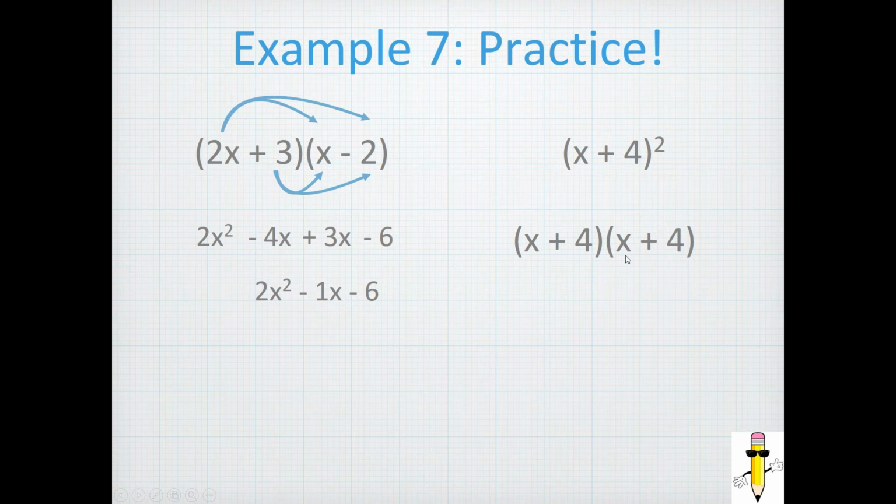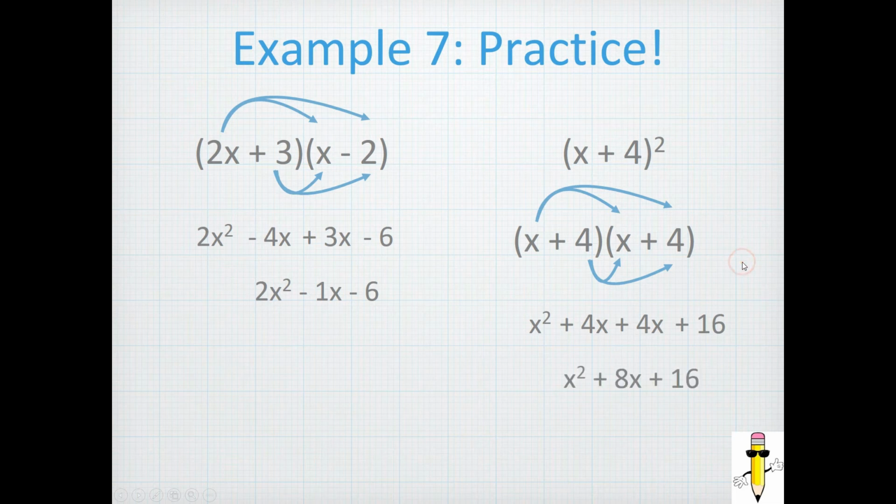So x times x is going to be x squared, and then x times 4 is going to be 4x. Then we have 4 times x, so that's going to be another 4x. And then we have 4 times 4 is 16. So there's our 16, but we're not done because we still have these like terms right here. So 4 plus 4 is going to be, right, 8. So x squared plus 8x plus 16 is going to be the final product.